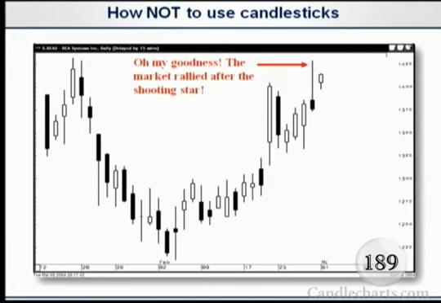He knew the shooting star was negative. So he saw the shooting star. He sold in the shooting star. The next day, he got out at a loss. All right? And he emailed me and he said, well, the candles don't work. The market rallied after the shooting star. And I said, before you criticize something, make sure you understand how to use it.